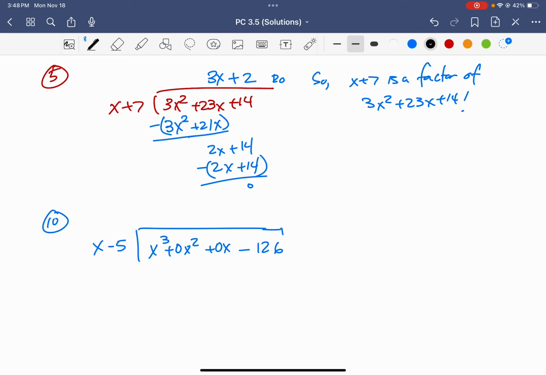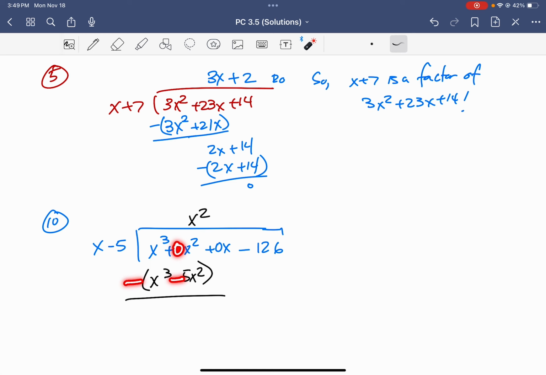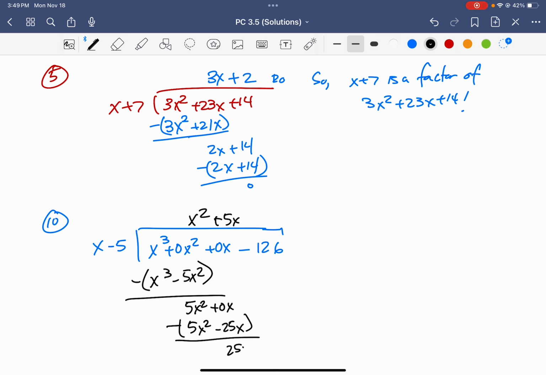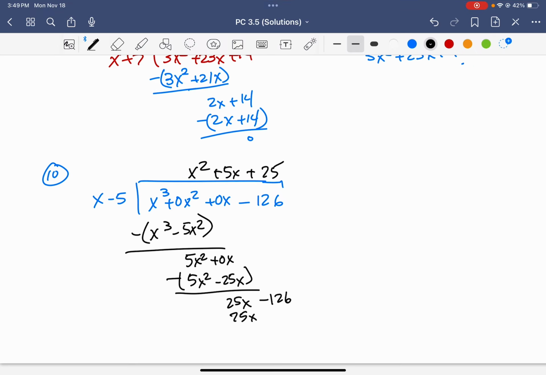So in this case, I guess x squared gives us the x cubed minus 5x squared. These subtract and give you, this is 0 minus a negative, so that's the same as plus 5x squared. Bring down the 0 x's. So I guess I need my plus 5x to give me 5x squared. This times this is minus 25x. Subtract. It's going to be 25x minus 126. So I think we're going to have to do plus 25. So it's going to give me my 25x minus, that's going to be 125. So then if you subtract, you're going to get a remainder of negative 1.